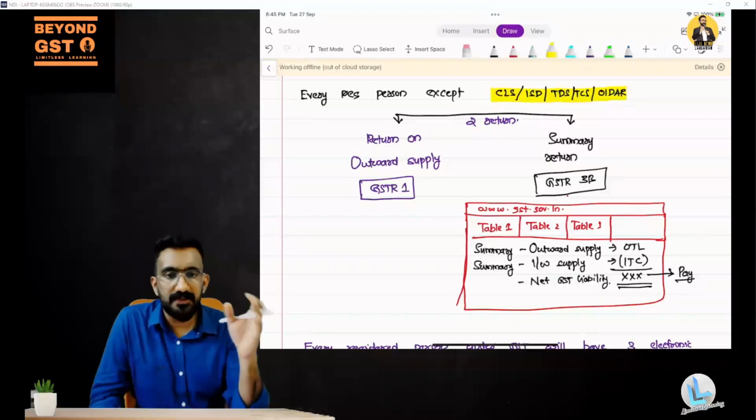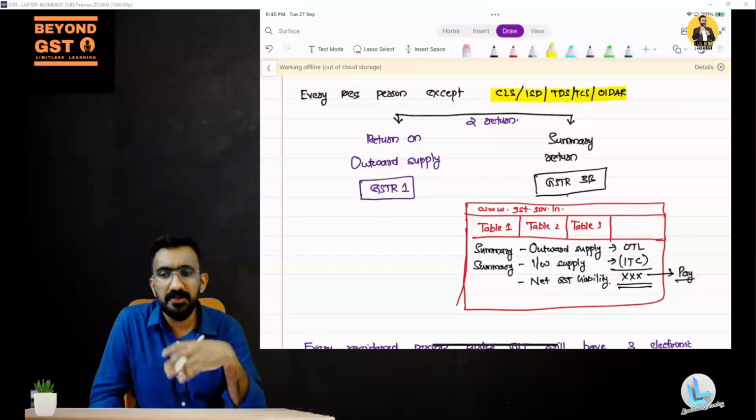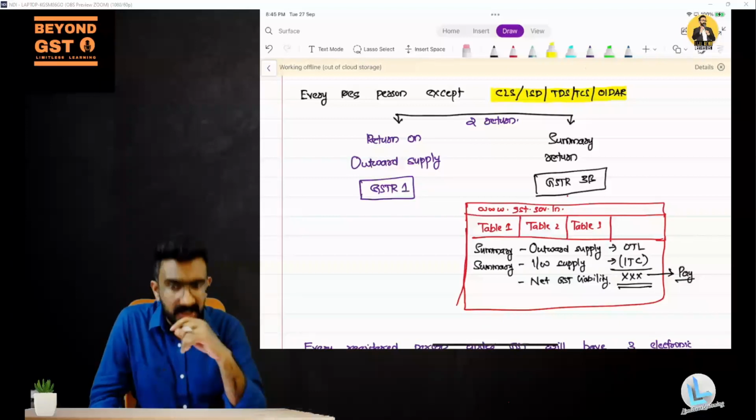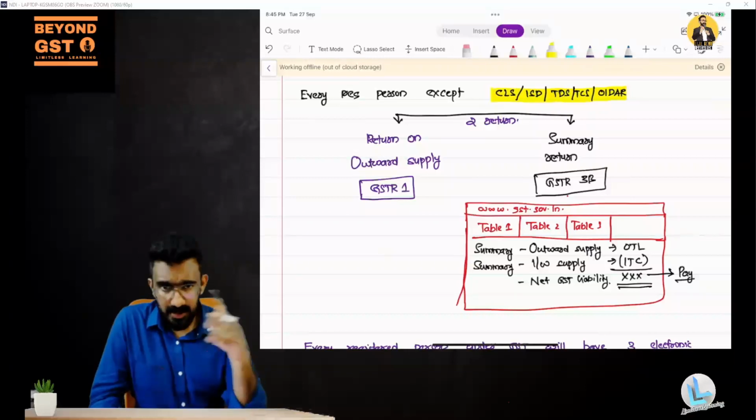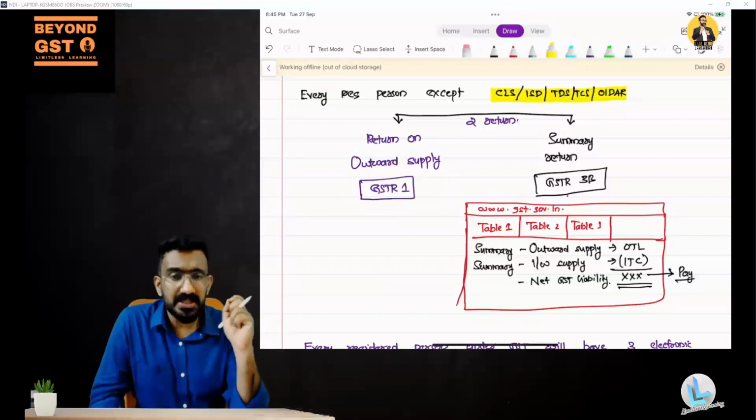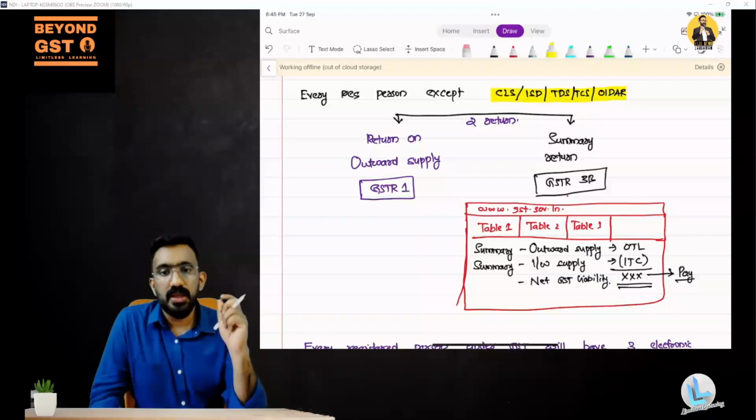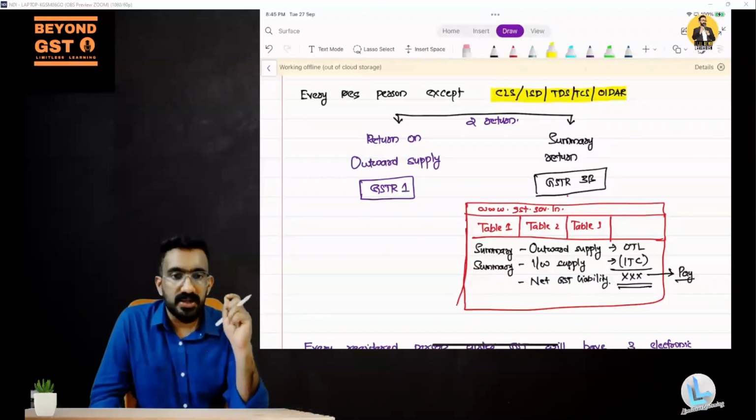ISD is input service distributor, like head offices and all that. They don't have outward supplies. TDS, TCS person, they just pay TDS or TCS. They don't make an outward supply. OIDAR has a specific return. They are from outside India. They have a specific registration, specific forms. Except these people, all others will go ahead and file 2 returns, GSTR1 and GSTR3B.